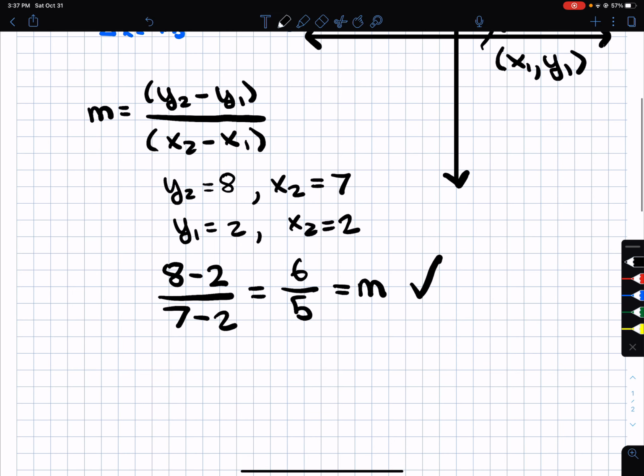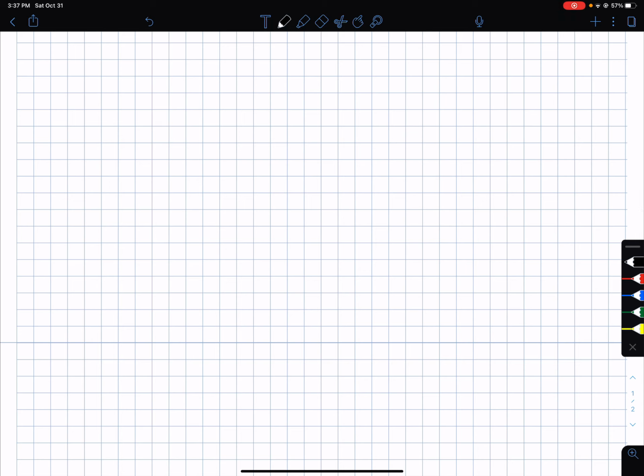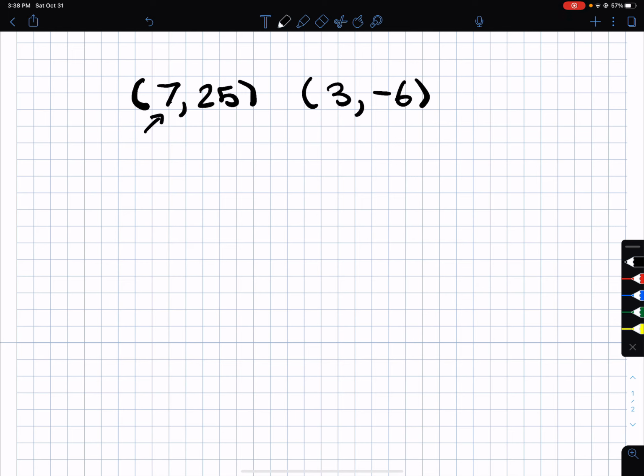So now we have this formula, y2 minus y1 over x2 minus x1. You can find the slope for any points. Let's say I start giving bigger numbers. So let's say we have (7, 25) and then here we have (3, -6). Let's label again. I like to make the bigger numbers usually my 2's. So I'm going to call these my x2, y2 again, and this one I'll call x1, y1.